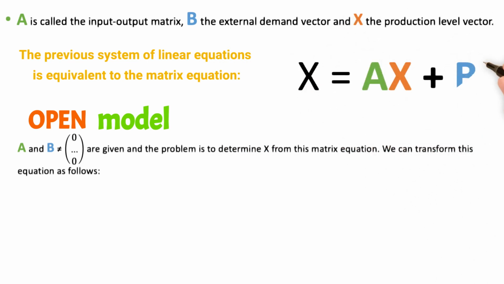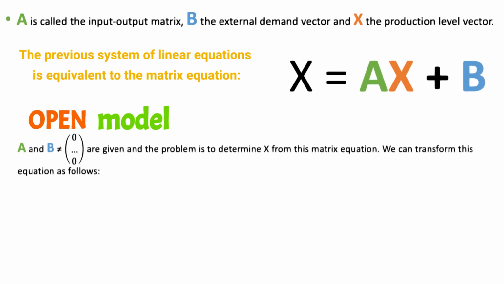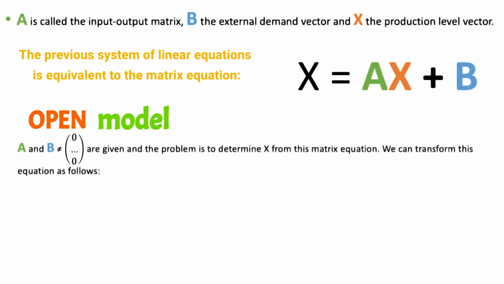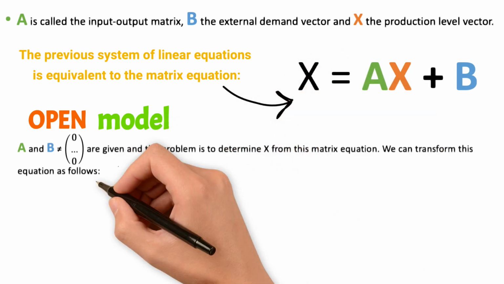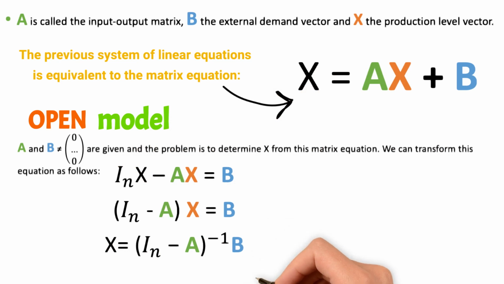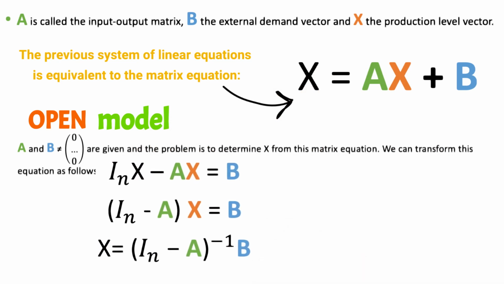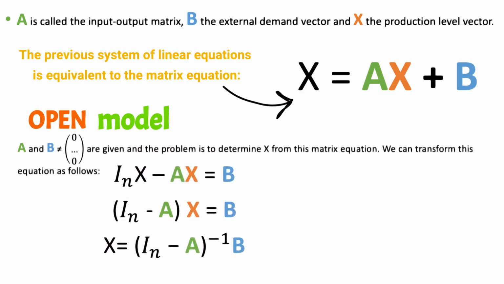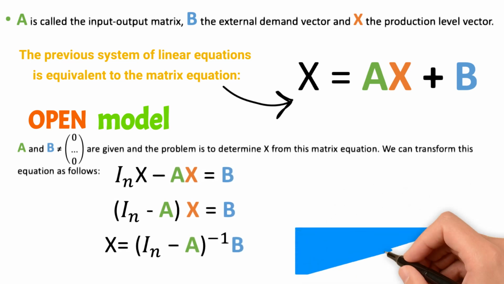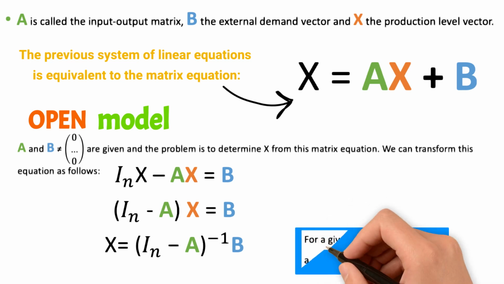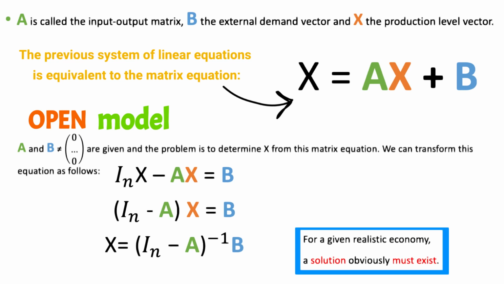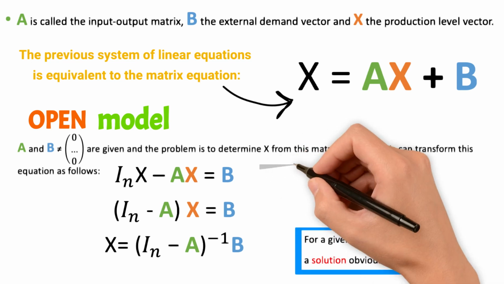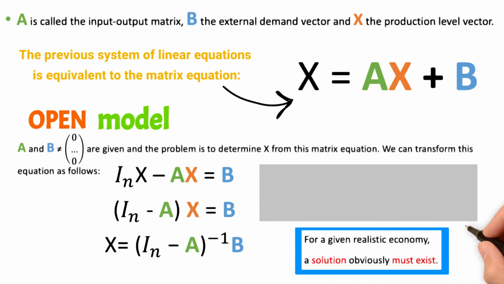We can transform this equation as follows. We can bring A multiplied by X to the other side by subtraction. Then we can subtract A from the identity matrix and multiply it by X, and that equals B. Then what we have to do is get the inverse of the matrix, so we get X equals the inverse of the identity matrix minus A matrix multiplied by B.